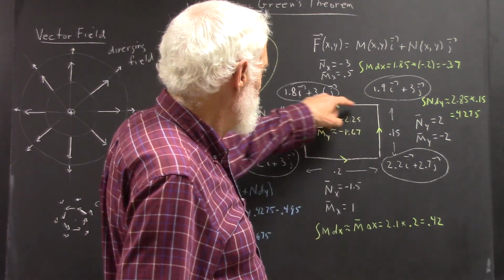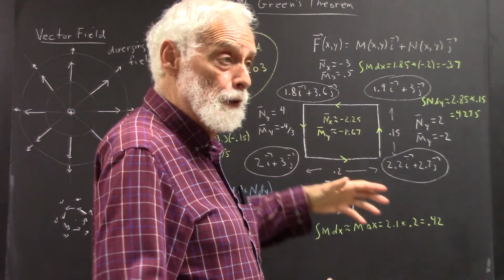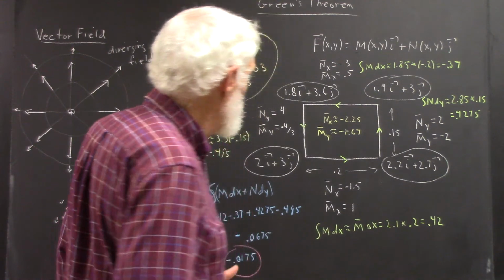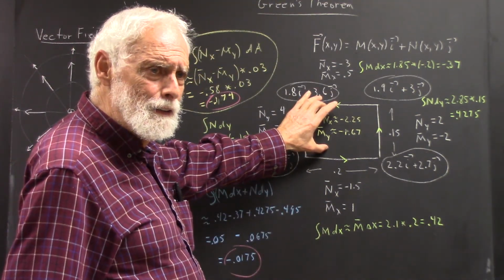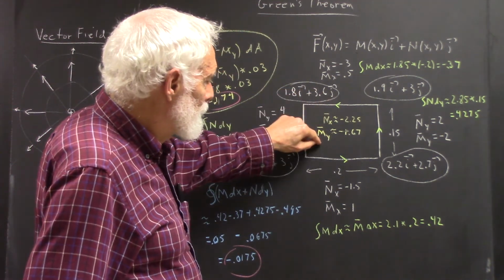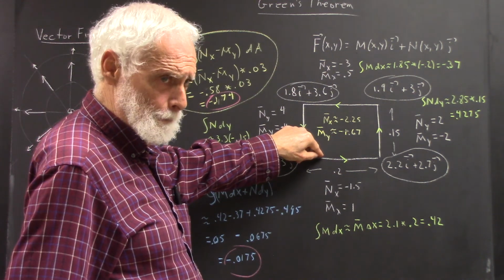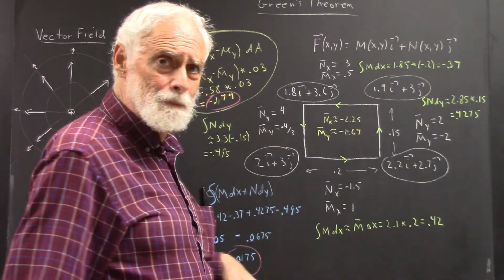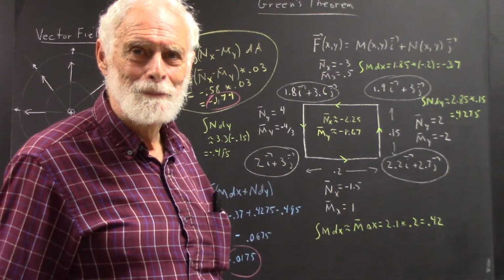Now, why in the world should the summing up of the values of the function, the M function here, the N function here, the M function here, the N function here, with respect to distance, which is what the integral is, give us an integral over the area of the x derivative of N minus the y derivative of M? Why in the world? Okay, I can explain that, but I'm going to let you think about it. I'll explain it next time.